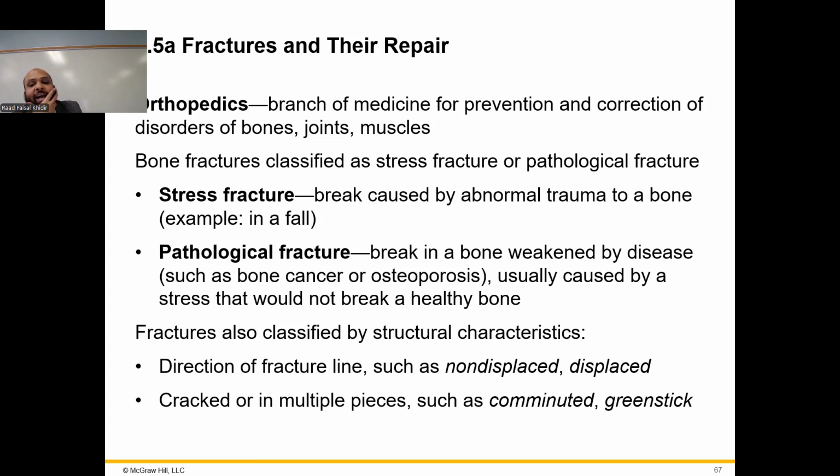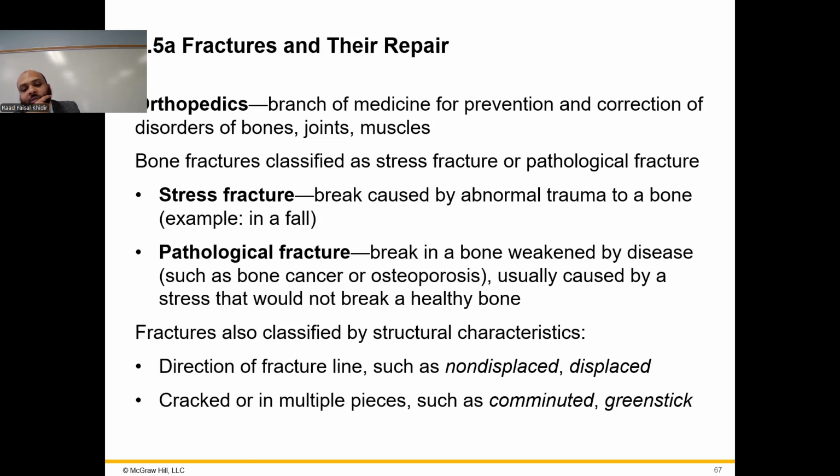But a stress fracture is caused by abnormal trauma to the bone, like when you fall, some mechanical damage. A pathological fracture is a break in a bone that is already weakened by deteriorating bone, such as bone cancer or osteoporosis, usually caused by a stress that would not break a healthy bone.